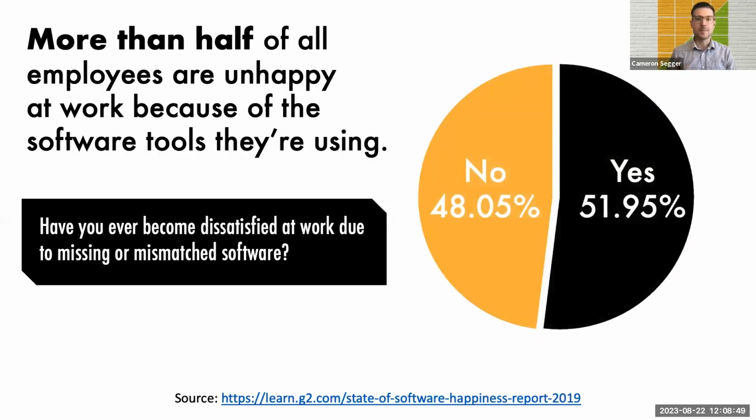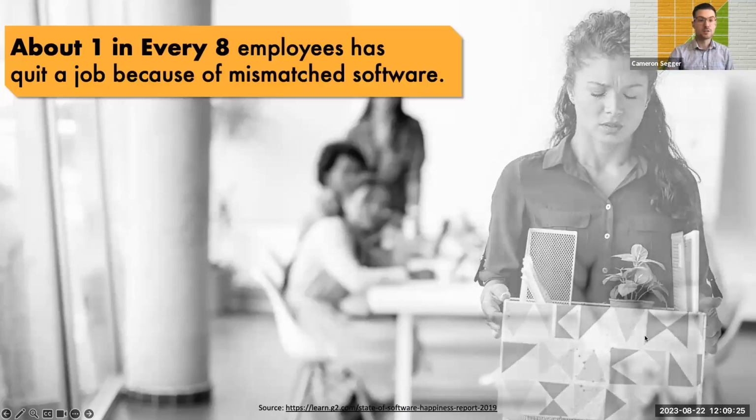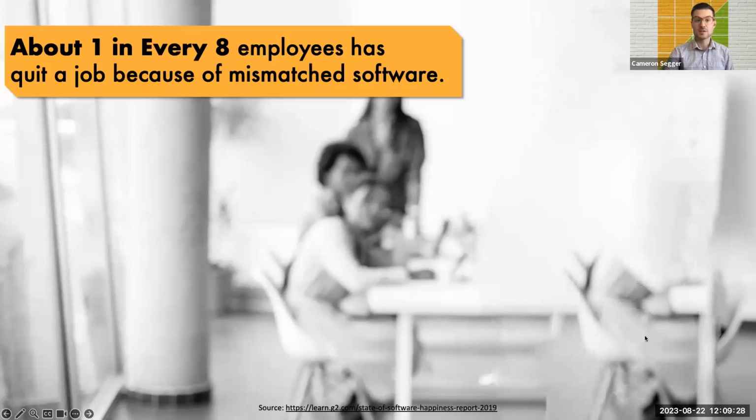Now, why do you think it matters to have the right tools in place? According to G2.com's State of Software Happiness Report in 2019, and G2, by the way, is a kind of software marketplace that's full of reviews of all sorts of different software. It has tools for comparing vendors and software as well, based largely on the reviews of users from around the world. According to that survey, more than half of all employees are unhappy at work because of the software tools they're using.